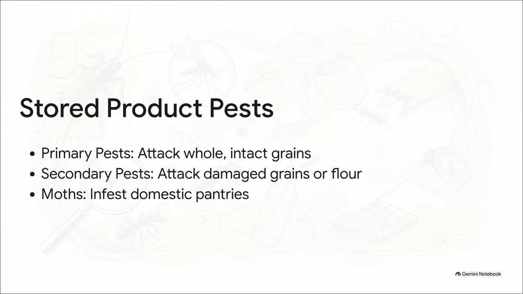Primary pests, like weevils, are strong enough to bore right into whole, intact grains. Secondary pests, like flour beetles, are essentially scavengers that can only eat grains that are already damaged or milled into flour. And then we have things like the Indian meal moth, which are notorious for destroying domestic pantries. Nailing down the exact category dictates the professional response, like does this warehouse need a severe gas fumigation, a massive heat treatment, or maybe just some better moisture control?